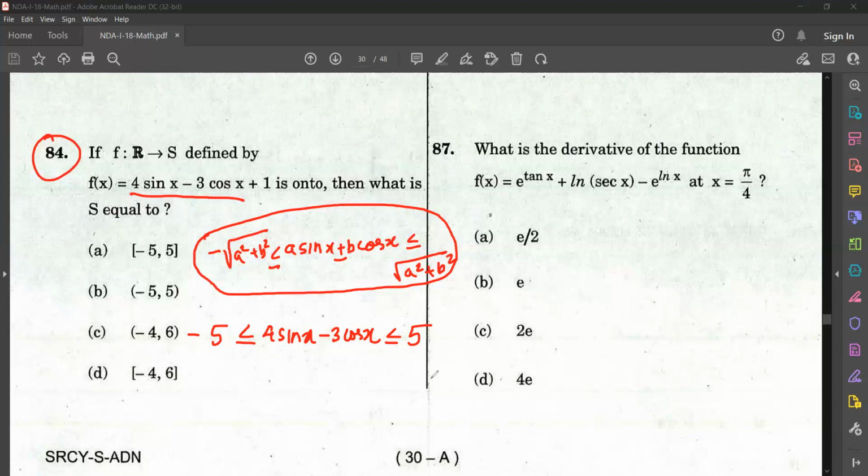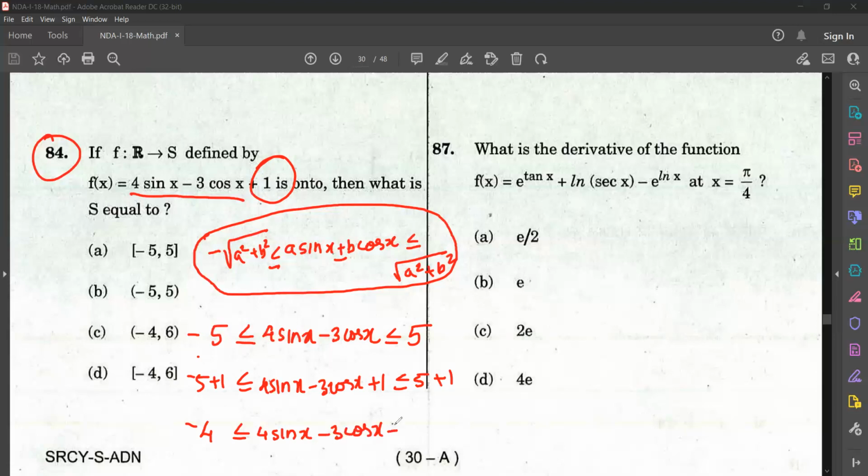Now what can you write? See, here we have a plus 1, isn't it? So I'm adding 1 on all sides. So minus 5 plus 1 less than or equal to 4 sin x minus 3 cos x plus 1 less than or equal to 5 plus 1. So that is negative 4 less than or equal to 4 sin x minus 3 cos x plus 1 less than or equal to 6, isn't it?